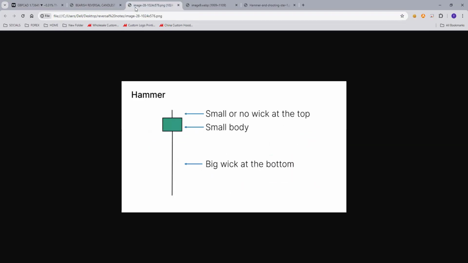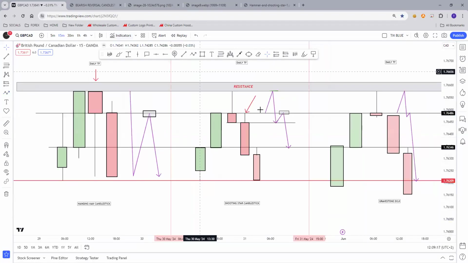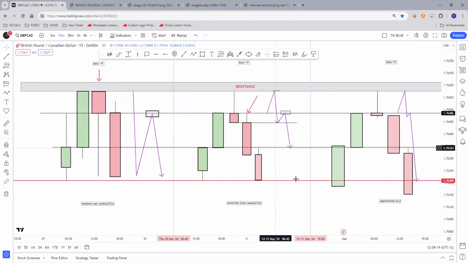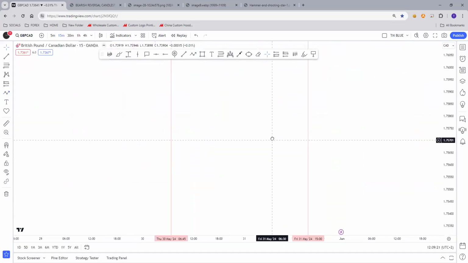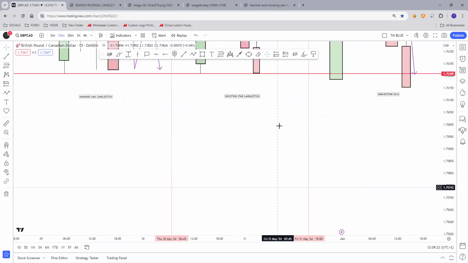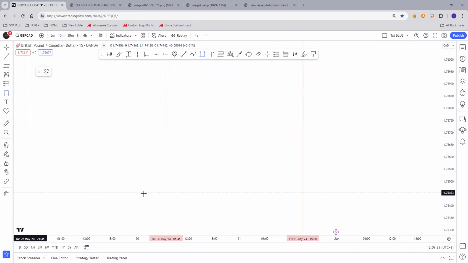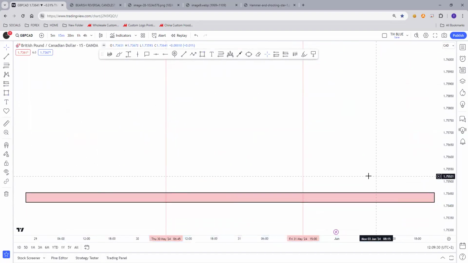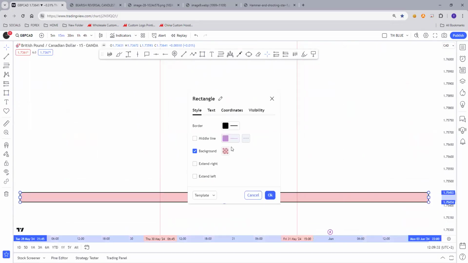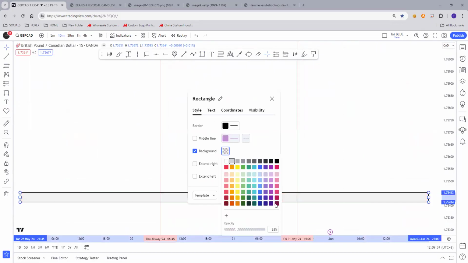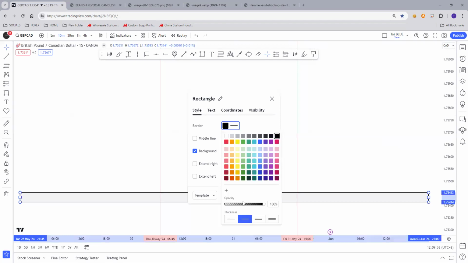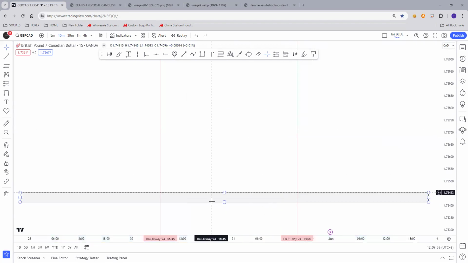Next ones that we're going to look at now are hammer candlesticks, which are the most common candlestick patterns that we can get in the market when it comes to our reversal candlestick when we're looking at bullish movements. Okay, so for bullish movements, we're going to take a look at support areas. Let's turn this into gray again. All right, so this is our support area.